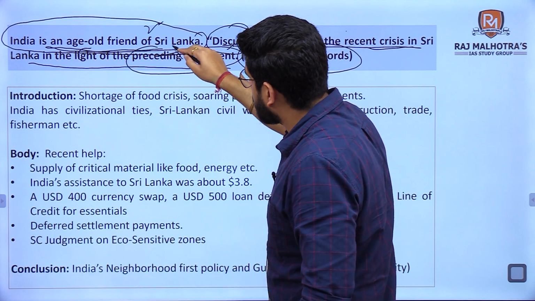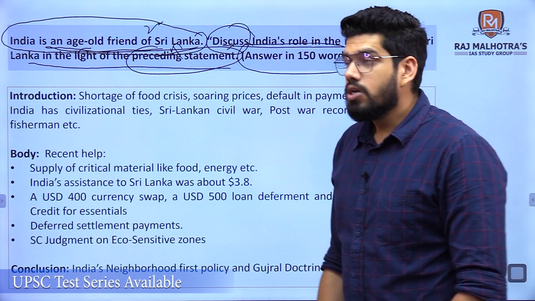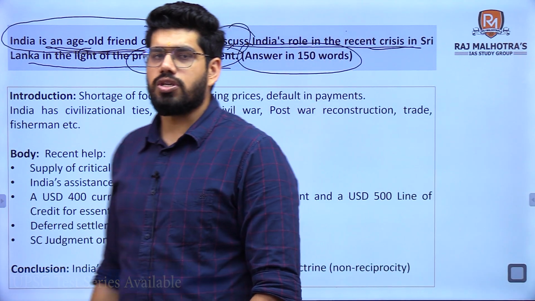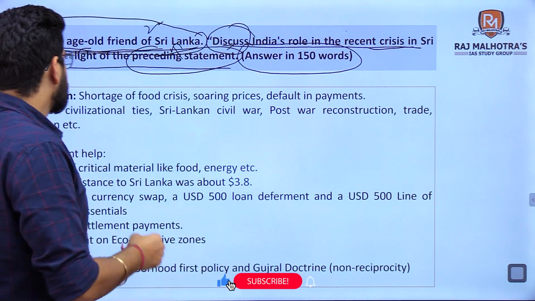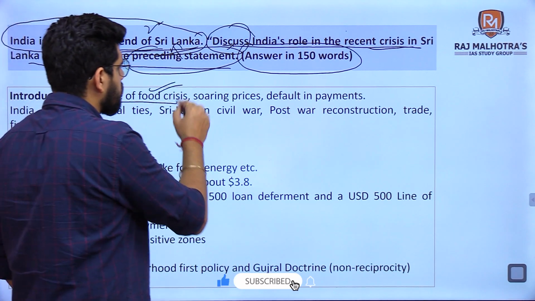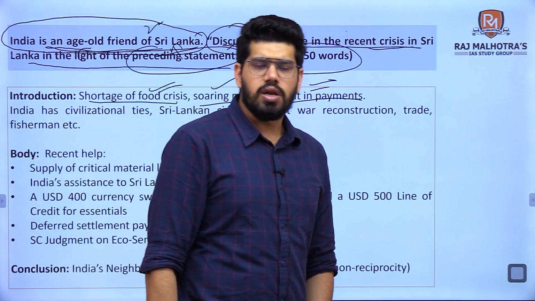What is the preceding statement? India is the age-old friend of Sri Lanka. Right. So what can be the introduction? First, you know the issue, right? The issue was related to the shortage of food, the soaring prices, the default in payments. This was the issue in Sri Lanka.